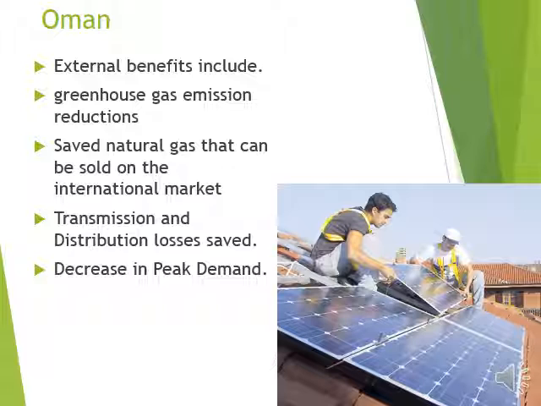They had similar issues in Oman. Basically, they were thinking they were going to need to build a new power station because the peak demand was getting so high, and that was going to cost a lot of money. And so by delaying the building of a new power station, they were going to save money. That was an external benefit of getting people to install solar panels. And so, yeah, a capacity upgrade project is another way of putting it.